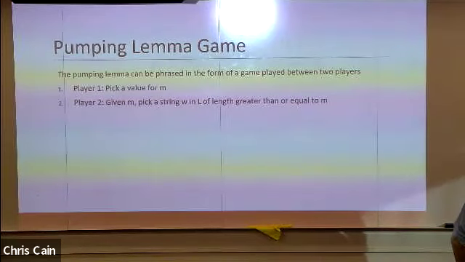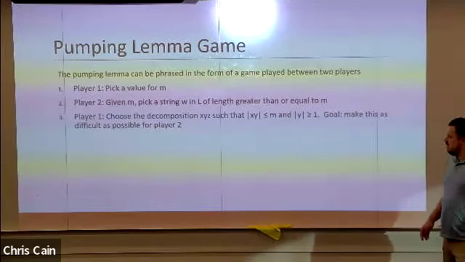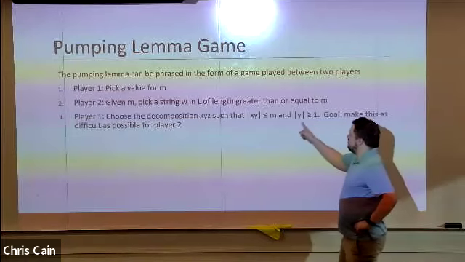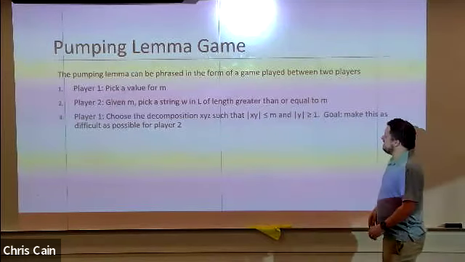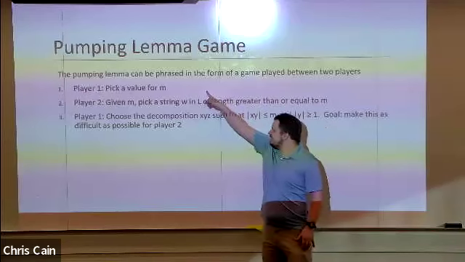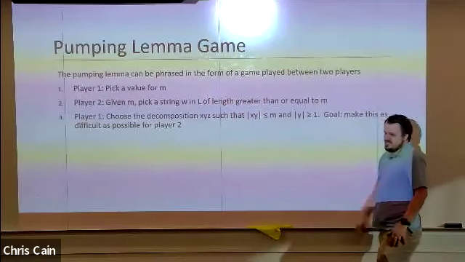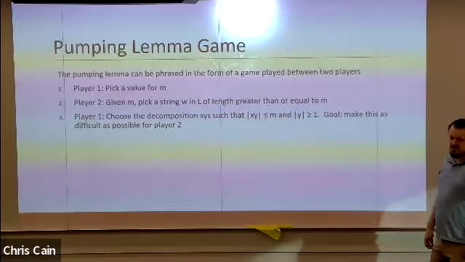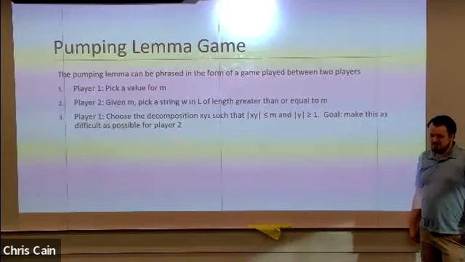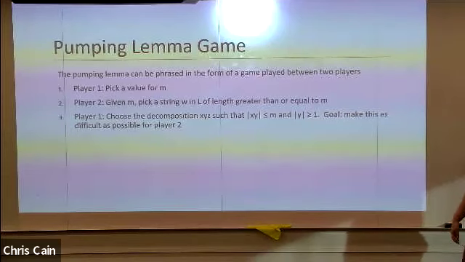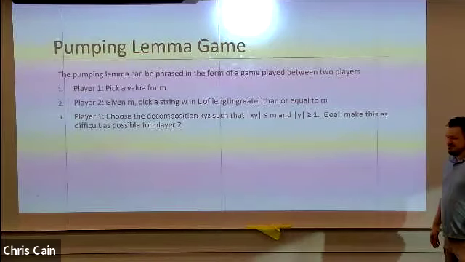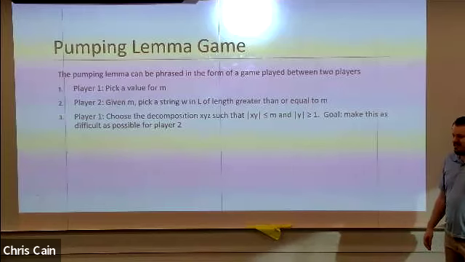All right, now that we have the string, back to player one. Player one's job is to find X, Y, and Z that adhere to, again, these two constraints that we saw on the previous slide. So the length of X, Y must be less than or equal to M, whatever M was picked here. And the length of Y has to be greater than or equal to 1. If you do this intelligently, the next step is as difficult as possible for player two, which is the goal in a competitive game. You could choose this in a way that makes it really easy, but that is boring. And it also doesn't prove anything.